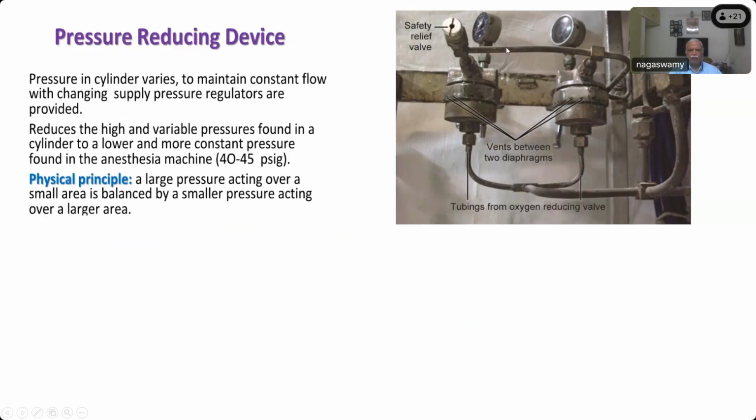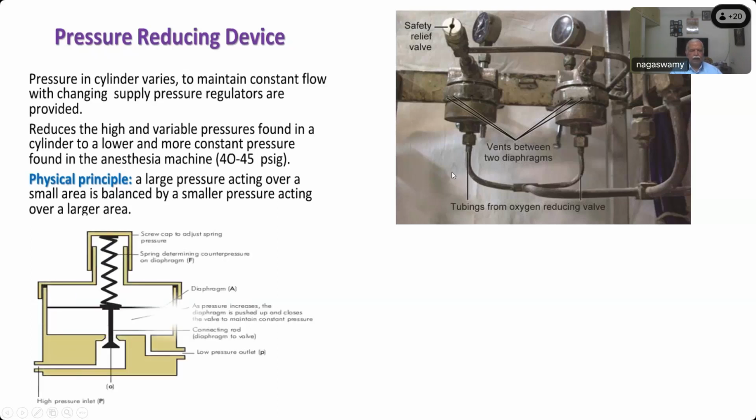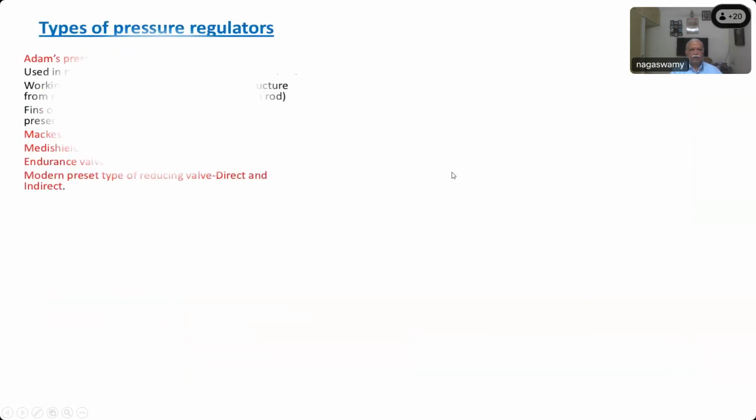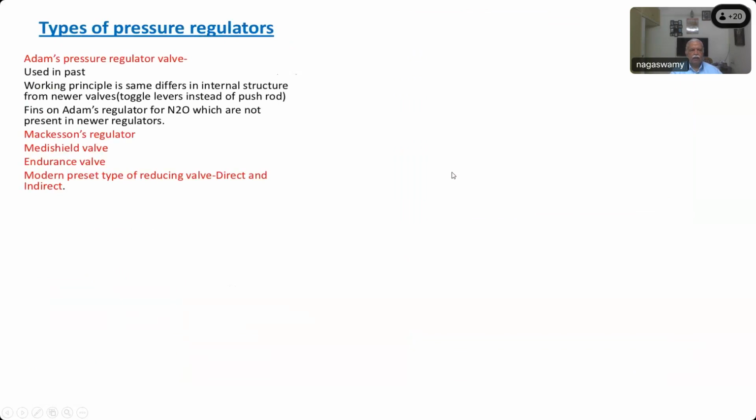So from the pressure gauge, beyond that, it gets reduced, and then there is a safety feature here in the pressure regulator itself. Then there is a safety feature here for relieving. So they always take care to see that high pressures don't go to the patient. They are all vented out if there is any increase in the pressure. And this is the mechanism of how it is working. And these are all the earlier types.